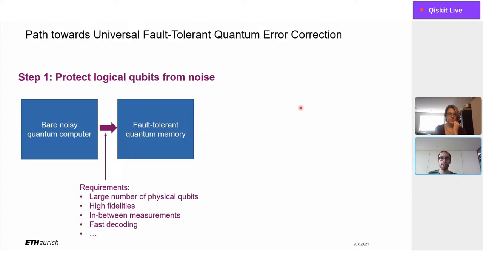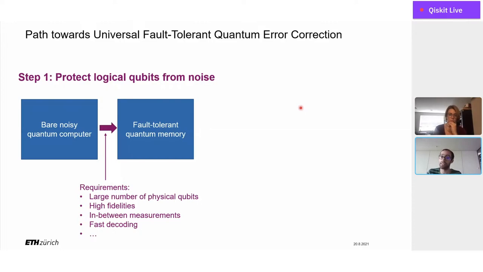So what does it mean? We want to have a fault-tolerant quantum memory. That means that we encode our logical quantum information in some kind of error correction code, and we repeatedly perform some syndrome measurements. And from these syndrome measurements, we try to figure out what errors happened and try to correct for these errors, right? We do not do any computation. So already for this, the hardware requirements are very, very high, and this is very difficult to realize experimentally.